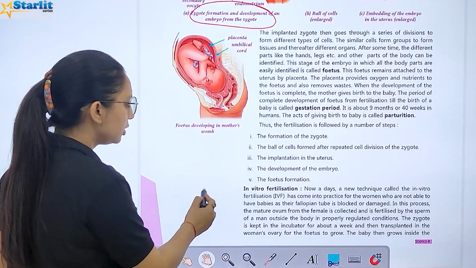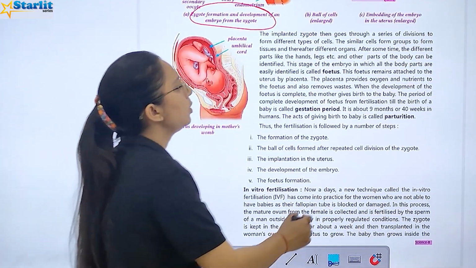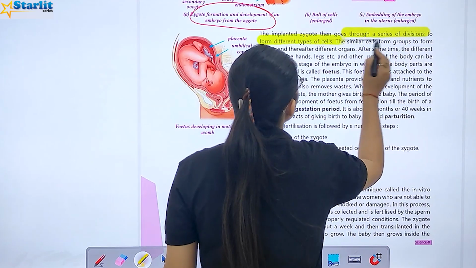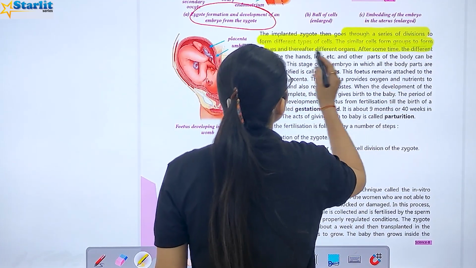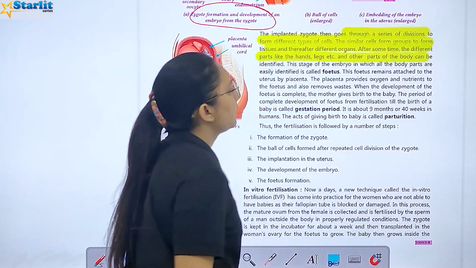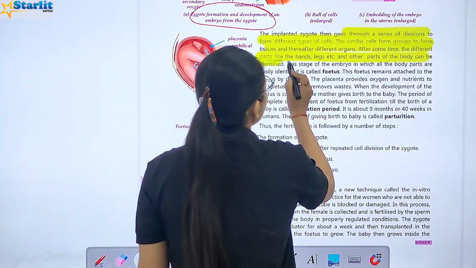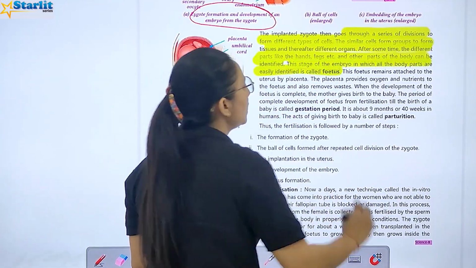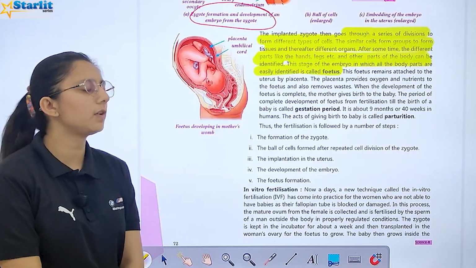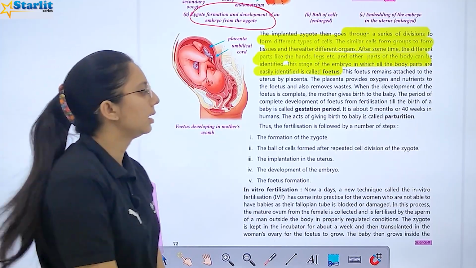So we can say that the implanted zygote goes through a series of divisions. The similar cells form groups to form tissues, and after some time the different parts like hands, legs and other parts of the body can be identified. The stage of embryo in which all the body parts are easily identified, we call it a fetus, right?